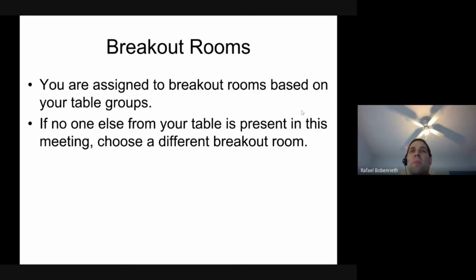One thing I do want you to note before you go into a breakout room is the people that are on this call. If you're the only one from your table on this call, then feel free to join any other breakout room that you want to join, because I don't want you to be in a breakout room by yourself. That defeats the purpose. So take a look and join any other breakout room that you feel comfortable joining.